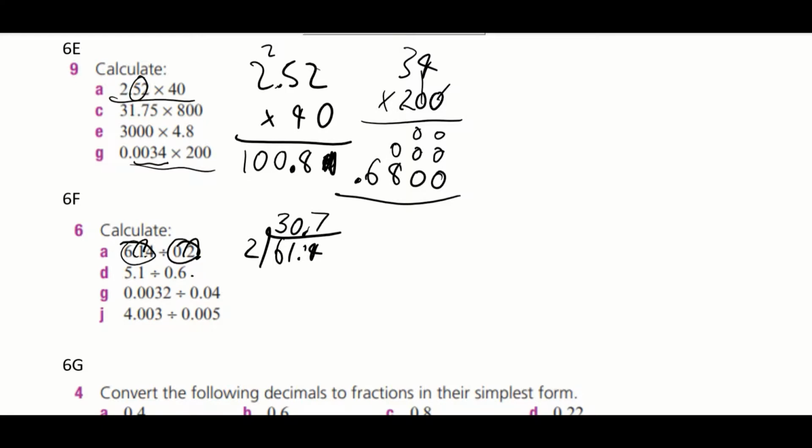Actually, no, let's do this one here. So you need to move it 1, 2 to make that a 4, and then you need to go 1, 2 to make that the 0.32. So basically you say 0.32 divided by 4. 4 into 0 is 0, 4 into 3 is 0, 4 into 32 is 8. So 0.08 is the answer to that one.